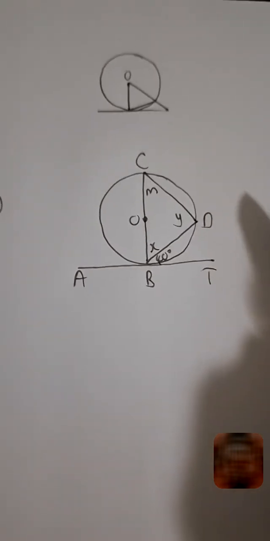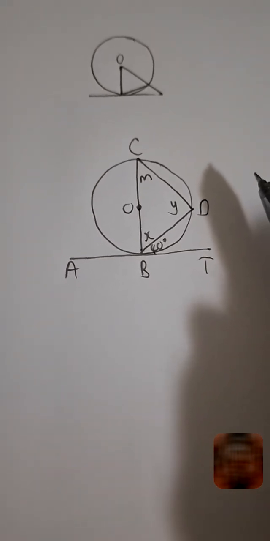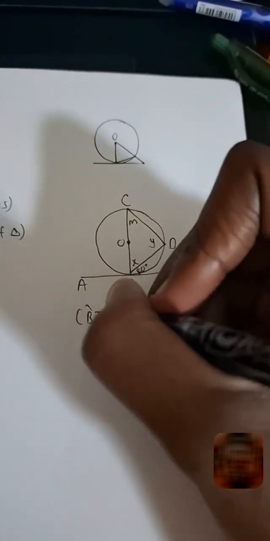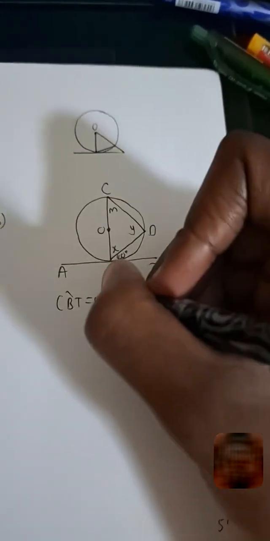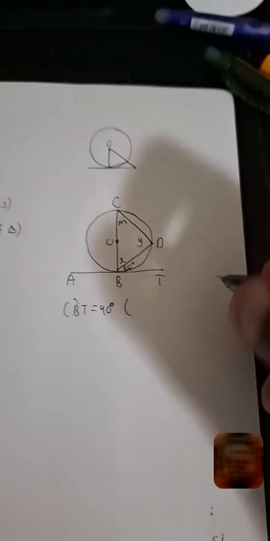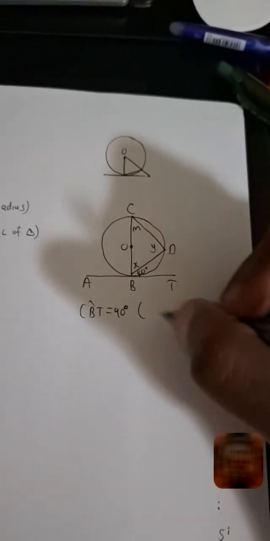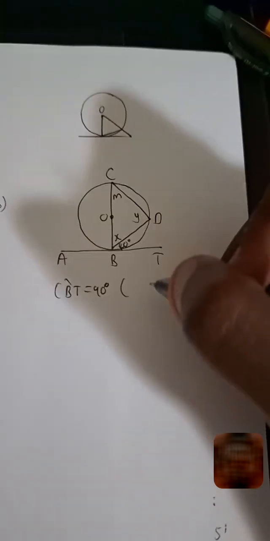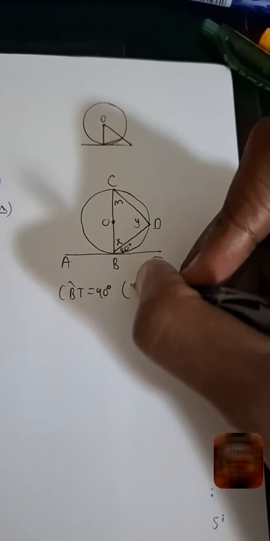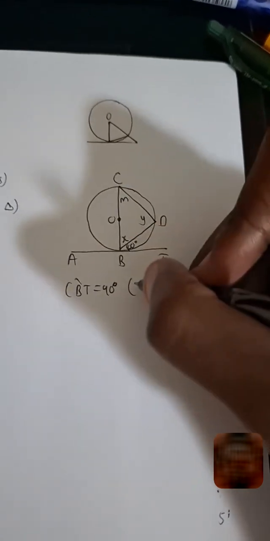So, which means angle CBT is equal to 90 degrees. Okay, CBT is equal to 90 degrees. That's true. Reason? Yes. So if it is 90 degrees now, we are already given 40 degrees there.